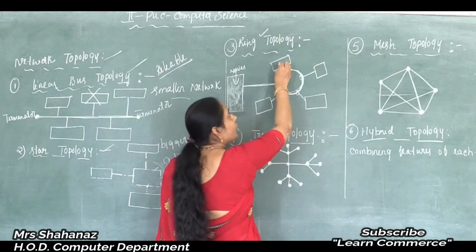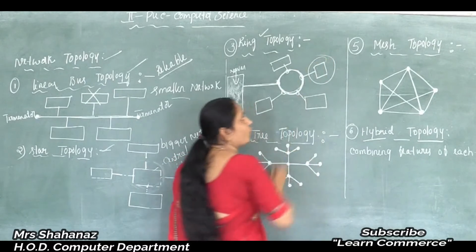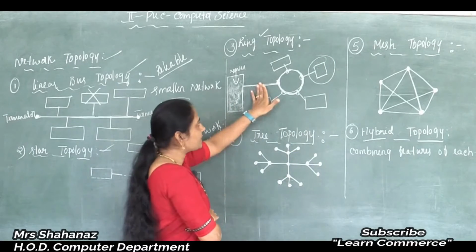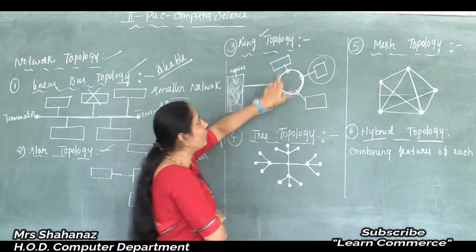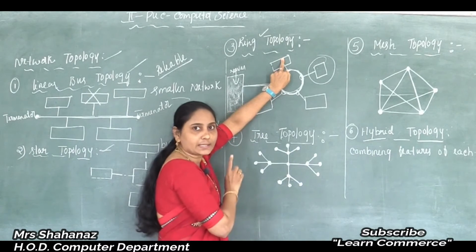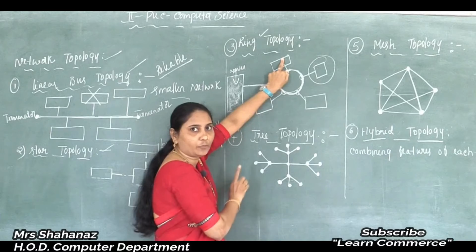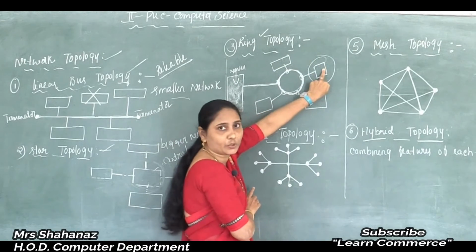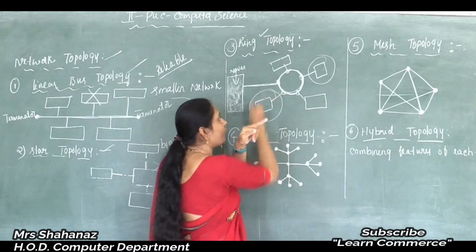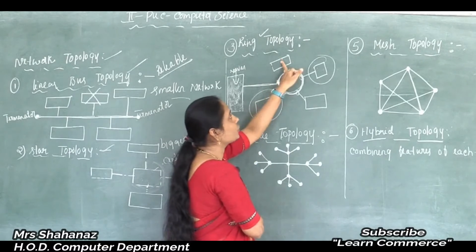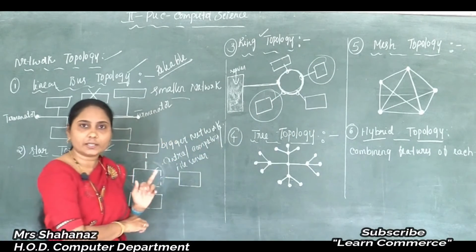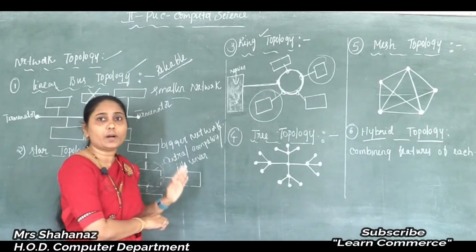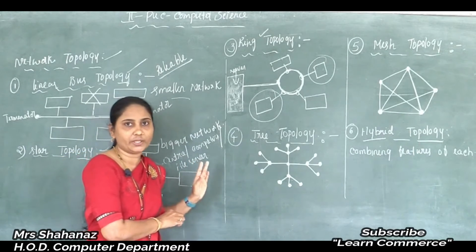So maybe if this computer wants any information, that means such information is first of all going to pass from the server to our first computer, then that first computer passes the information to the second computer. Or maybe if this computer wants any information, it is going to pass through each computer in the ring topology. Clear this point here? So this is about our ring topology in this case.